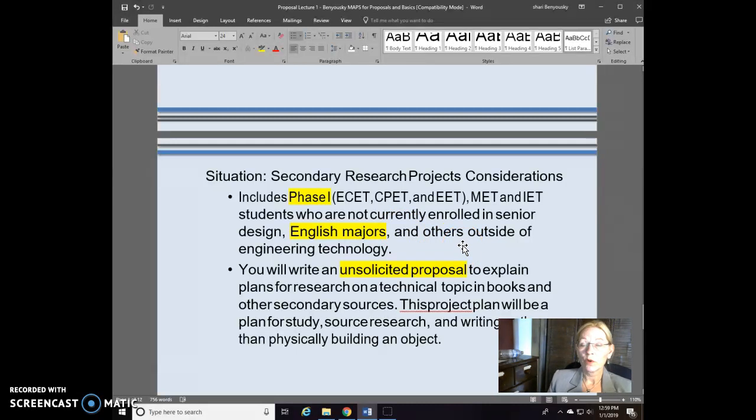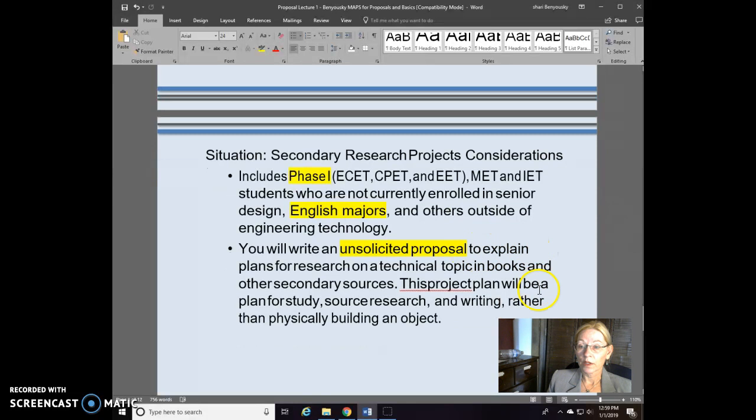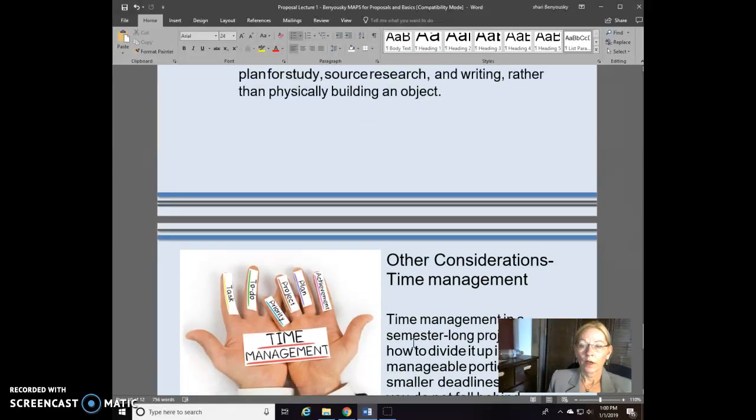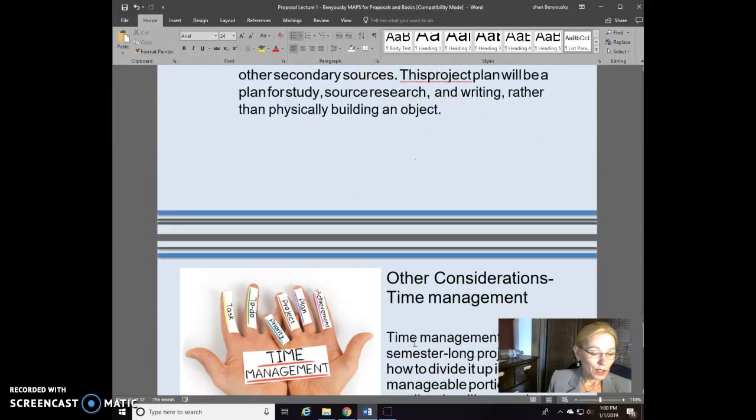I'm talking to you. You are the people doing secondary research projects. You're also writing an unsolicited proposal. Your proposal is not to create a thing or idea or widget, but instead your plans for researching a technical topic in books, trade journals, and secondary sources that are already out there. It's people that have already done this research. This project plan is a plan for study. You are proposing that you will go out and study something, writing, rather than physically building a project or an object.